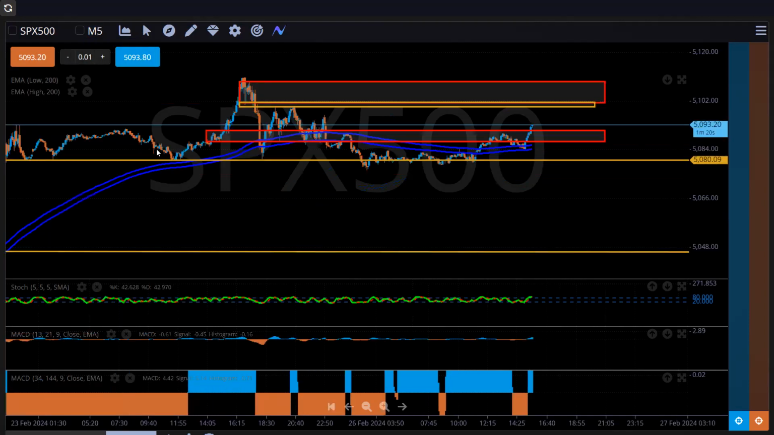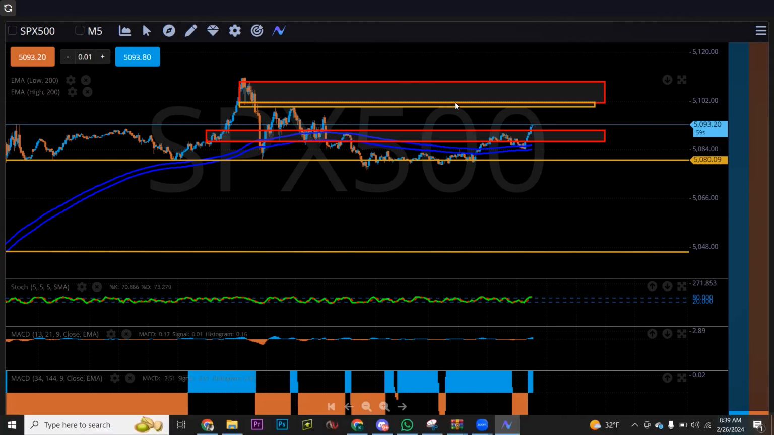So I'm gonna hit this 5 minute just to see a clearer picture. Right here on a 5 minute is a demand zone. Oh, I mean supply. I'm tripping. Supply, right here where price is at. So I'm gonna be patient and wait for it to hit my zone.